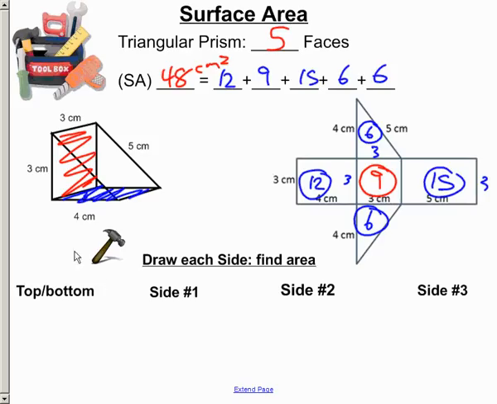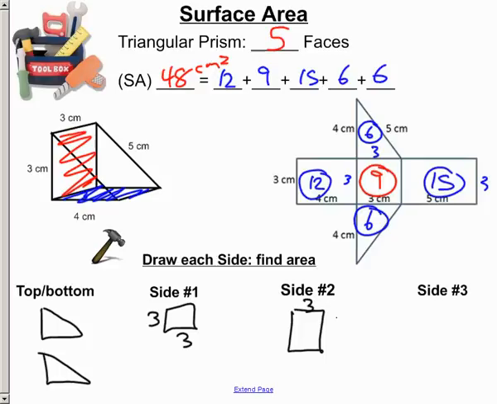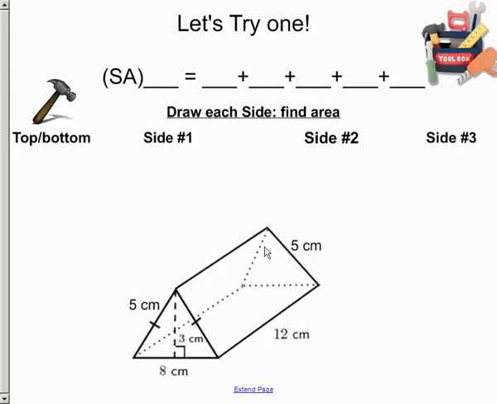So what I could do is if I looked at this, I could say the top and bottom and just draw those 2 triangles. Then I could say side 1 over here was a square. That was 3 by 3. Then side 2 was this rectangle. That was 3 by 5. And then side 3 was the 3 by 4 rectangle. So you can see I could also just draw them all out like this, and again, do the same thing. Find the area of each one and add them together. All right, let's just try one more together.